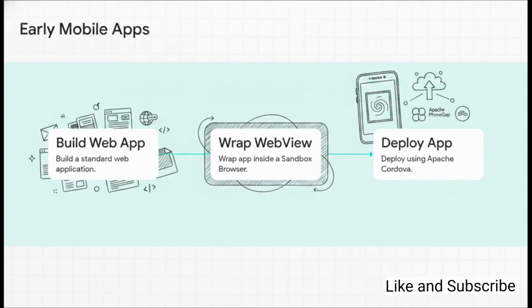Step 1, you'd build a standard web application. Step 2, you'd wrap that web app inside a sandboxed browser, which was known as a WebView, and then Step 3, you'd deploy this wrapped-up website to the app stores using the specific tools of the trade at the time, like Apache Cordova or Adobe PhoneGap.